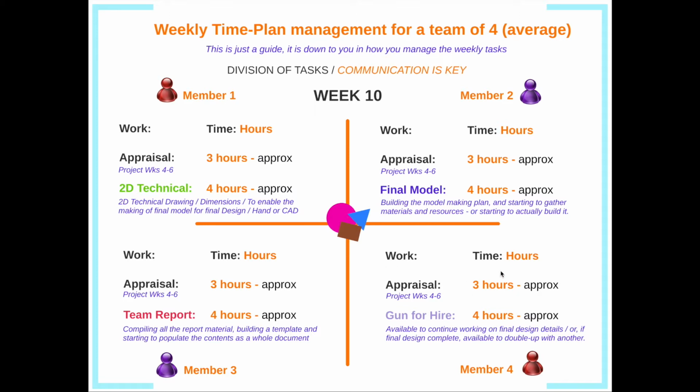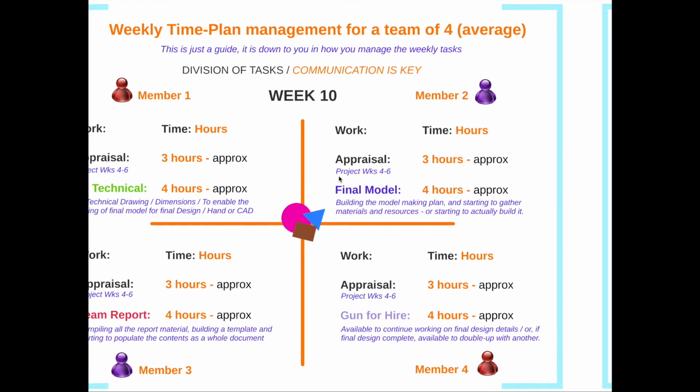So this person could be working on the final design detail, or actually helping out in the model, or helping out the technical, or helping out the team report. So this week you're not too heavily laden, but make the most. If you've got a team of 5 or 6, then you're on to a win. It means you can double up on some of these things and take the pressure off someone in the group.